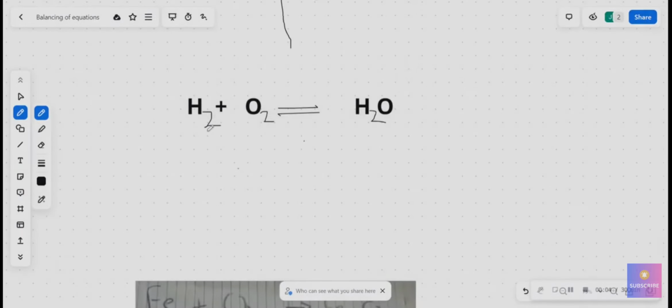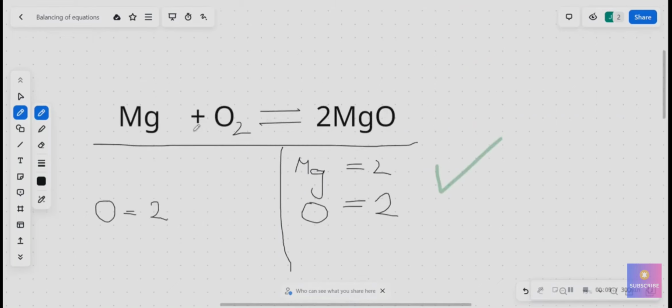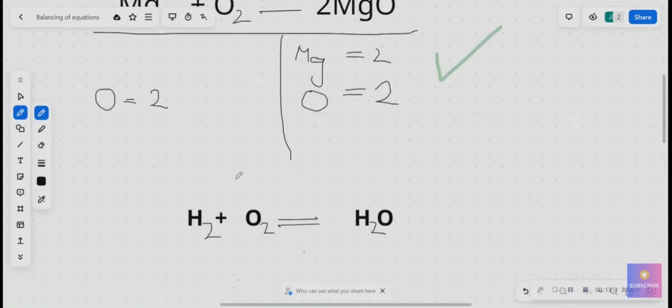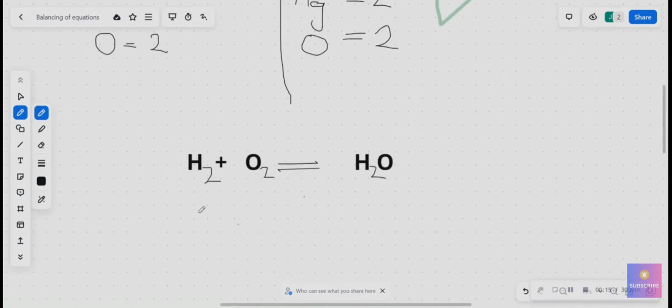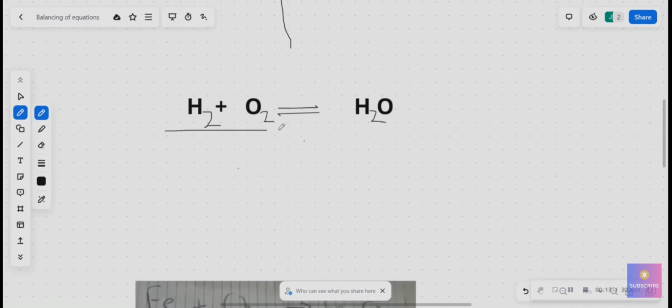Okay, so let's start with the balancing of the equation. This previous one was in the previous video. Just erase that. So let's start with this one. What I like to do is draw a line to divide the two sides from each other.